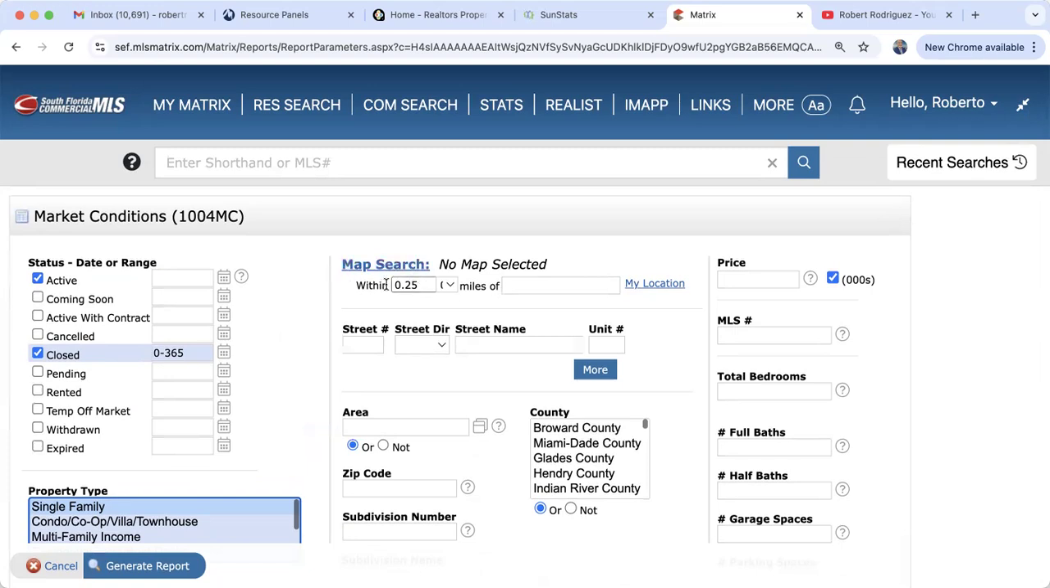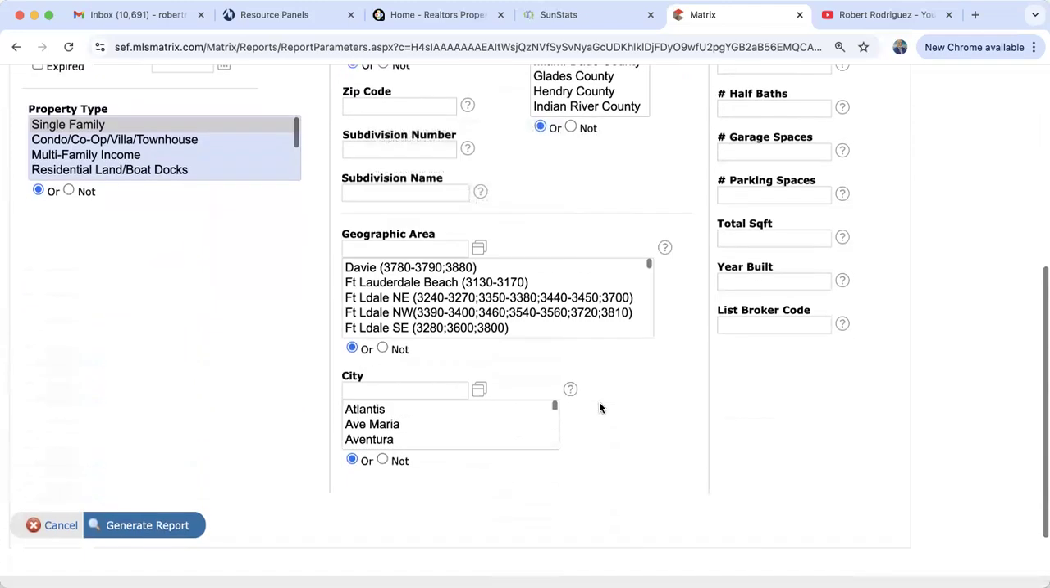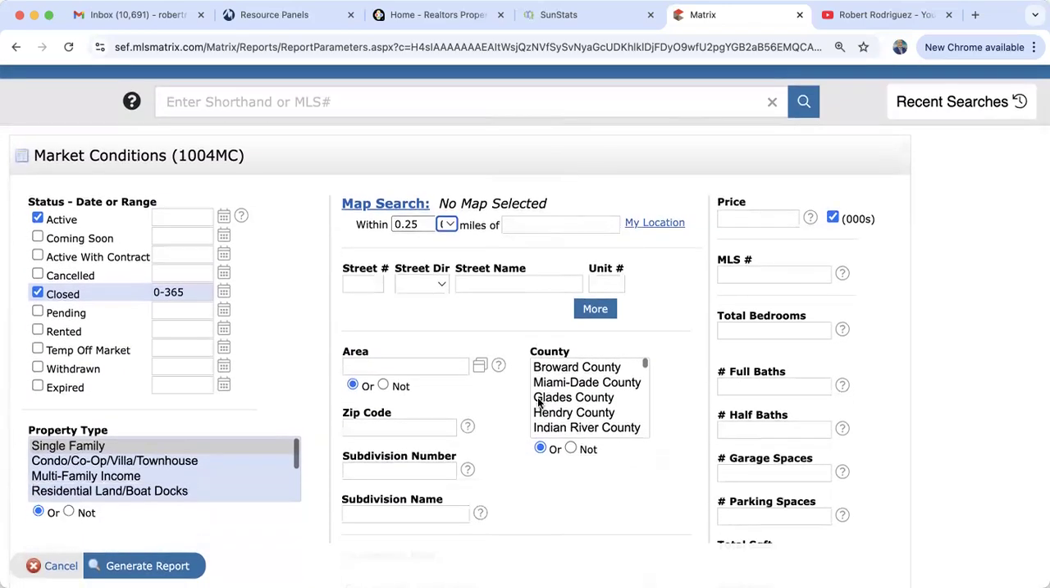So for a CMA, if you're running this report for a CMA, you can always put in the address of the subject property here in this section provided, and you can do a half a mile radius around that particular neighborhood and see how the market is behaving. Now, if you just want to run this report generally for a zip code, for example, then you want to come over here and you want to put in a zip code. If you want to run it for an entire city, then you put in the city here. If you're running this for a building, for example, then you'll put in the building address here.